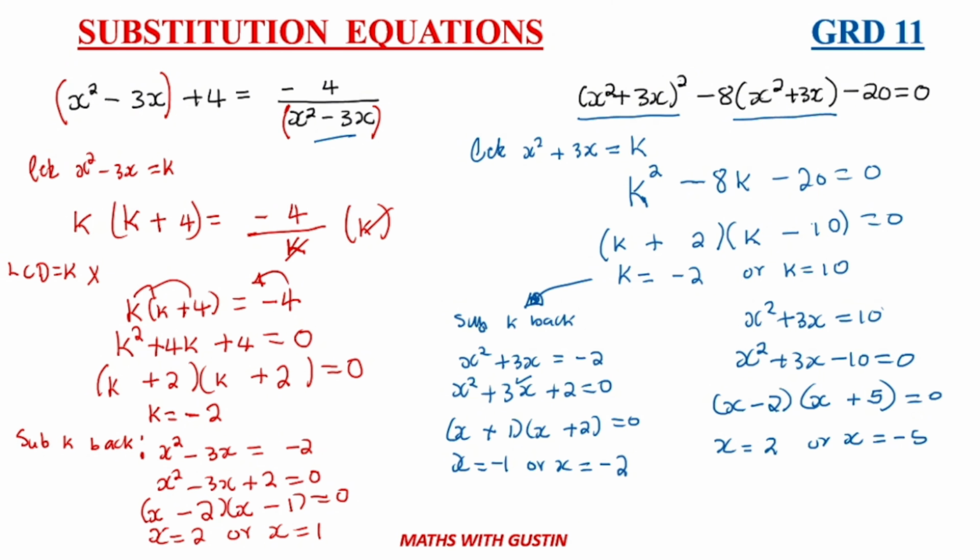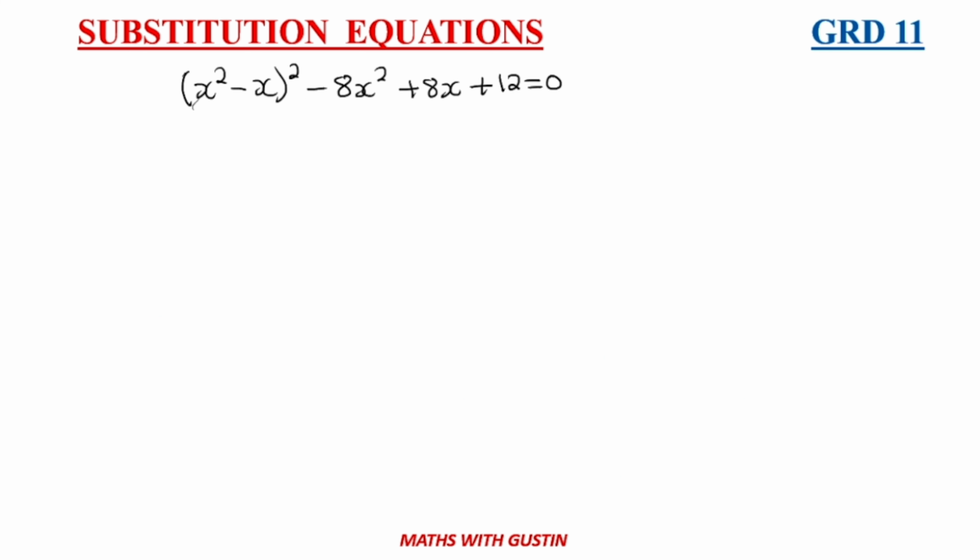I hope you guys fully understand this, but if you don't understand, let's do one more example, just one more, just a bonus example, guys. Here we go. So now what do we have here? We have got (x squared minus x) all squared, and then we have got 8x squared plus 8x plus 12. It's not a little bit clear here what is common that we can let be equal to k.